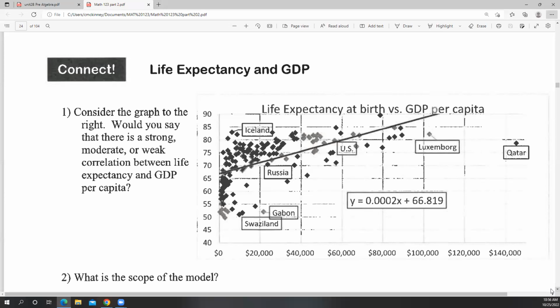We do have several with low life expectancies and low GDP, but we also have this one up here. Imagine how long people in Qatar should live. If it was really strong, they would be wherever this trend line is up here. And the trend line has been created including all the dots that are on there. So I would say moderate. We have a lot of dots far away, so someone could probably even make the case for weak, because we've got lots of dots that are far from the line.